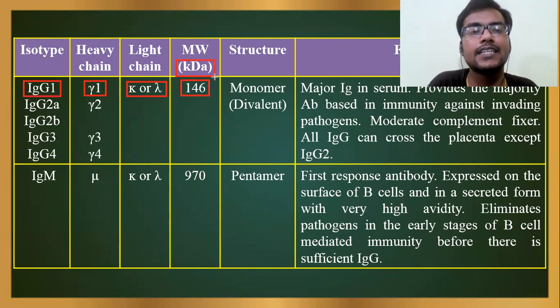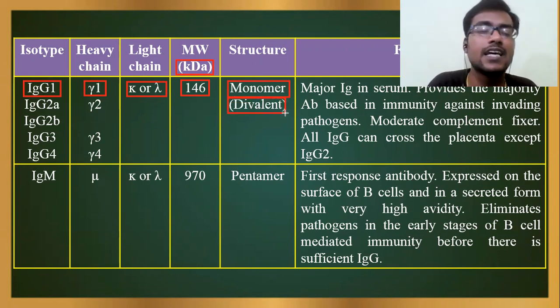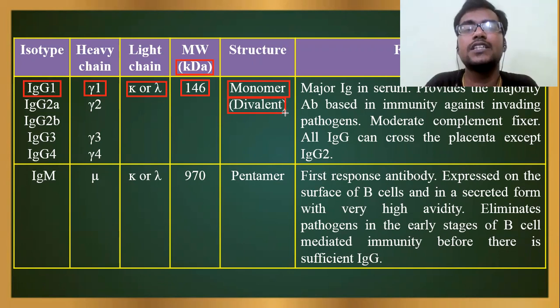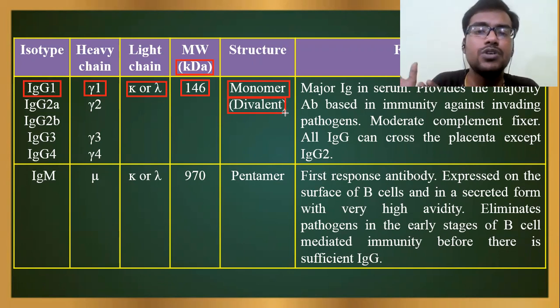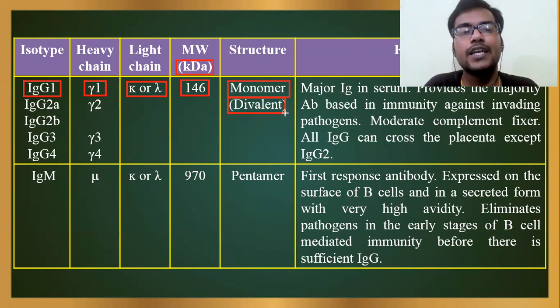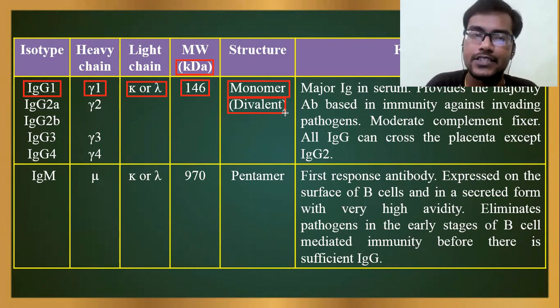This kDa indicates kilodalton. This structure is found in the form of a monomer, and this is divalent. Divalent means it can act with two different antigens at a time. It can bind two different antigens at a time. That's why this is known as divalent. All the isotopes of immunoglobulin G are monomeric and divalent in nature.